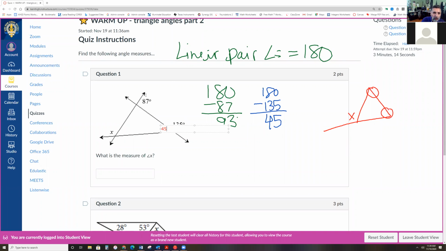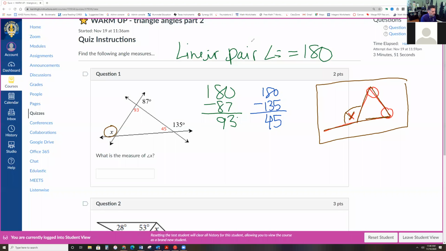And then I erased my other one, but the other one was 93. So now I can figure out the measure of angle x. Because what we really have is this diagram right here. We have an exterior angle, which is x. This is on the outside of this triangle. And the exterior angle theorem, I don't know it word for word, but I know the idea. Let me look at it word for word.